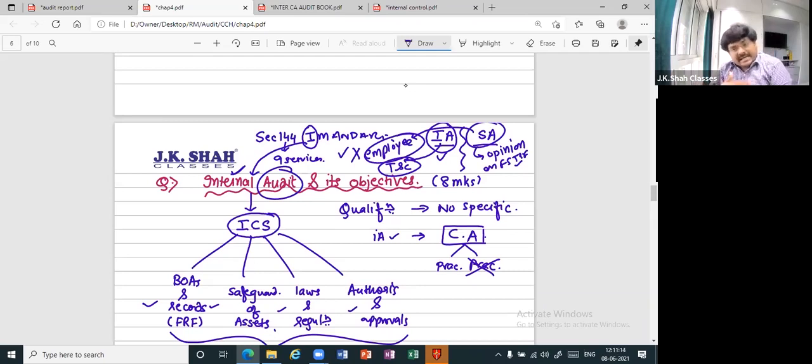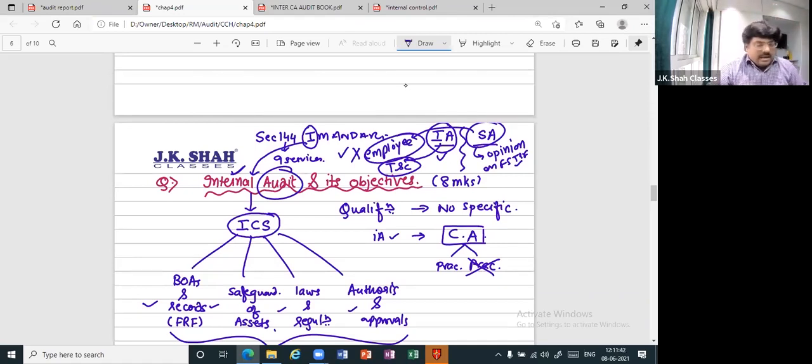Secondly, you don't want to become an employee? No problem. You come, do the internal audit for us, finish your job, give us the report. After that, we will pay you professional fees. Thanks for coming. So ultimately two options. He may or may not be the employee, whereas the statutory auditor can never be the employee. There is no option.